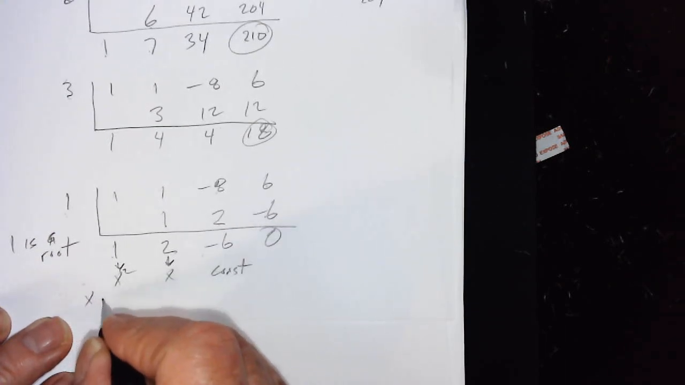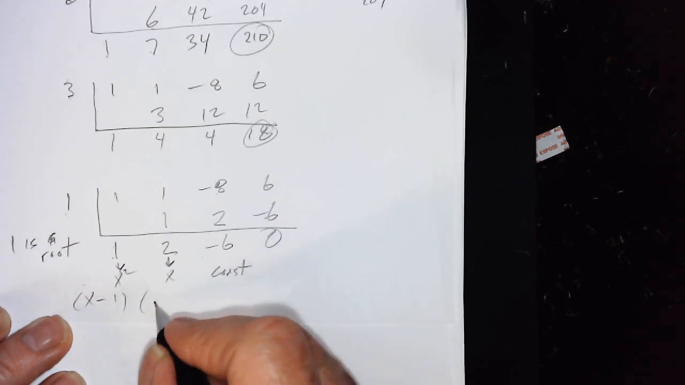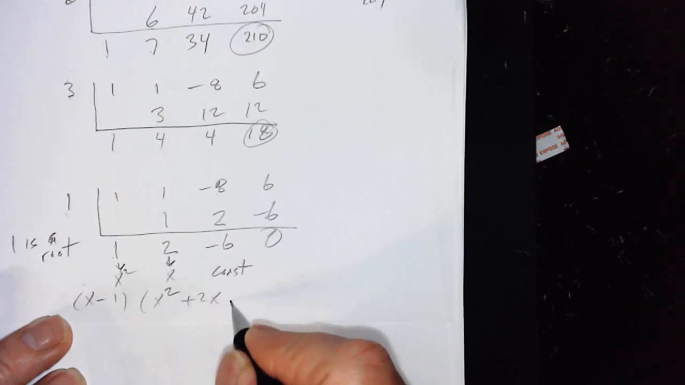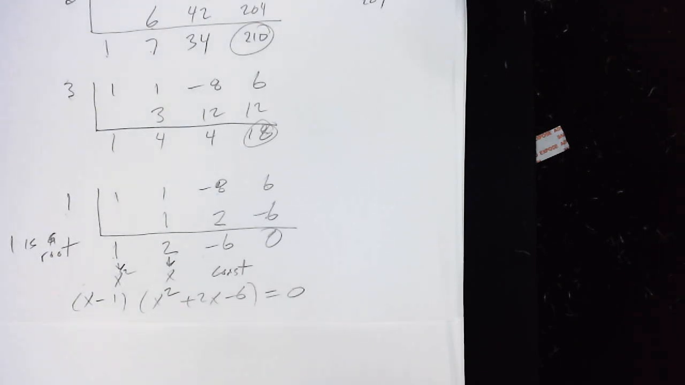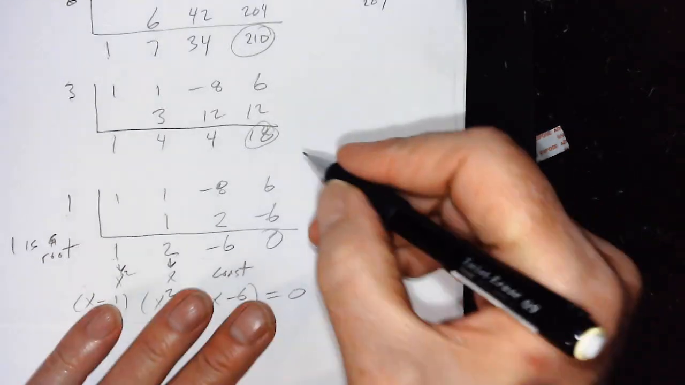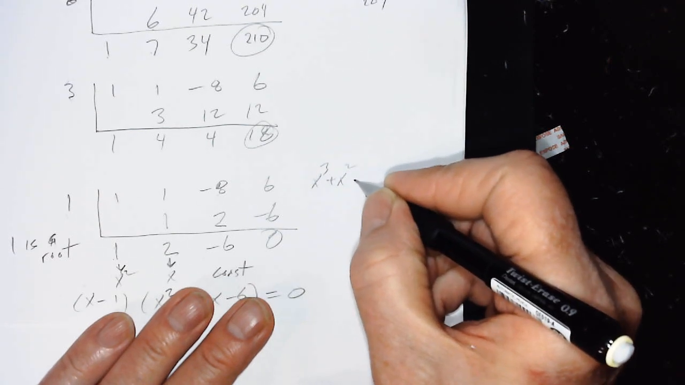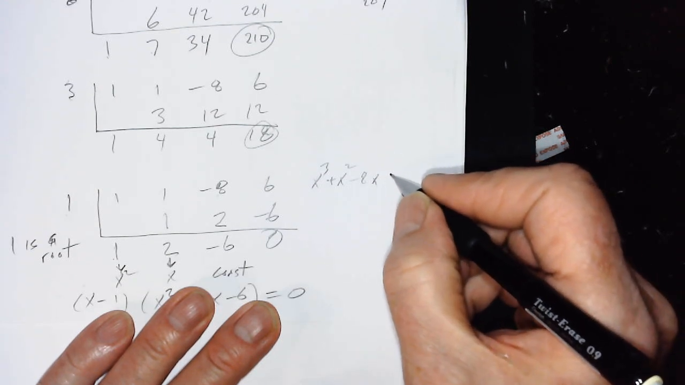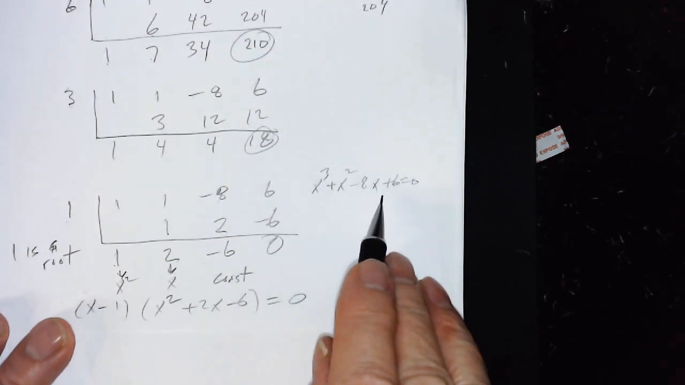So, and I'm going to continue this on the next page, x minus 1 times x squared plus 2x minus 6 equals 0. We succeeded in factoring the big equation that we started out with at the very beginning. In other words, remember, here was the big equation, a cubic equation, plus 6. So that was the original equation.